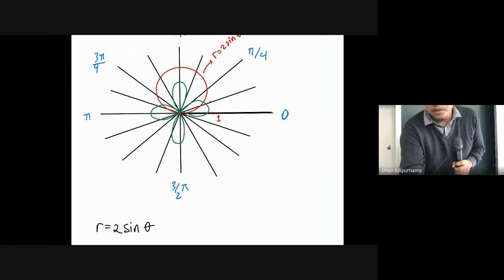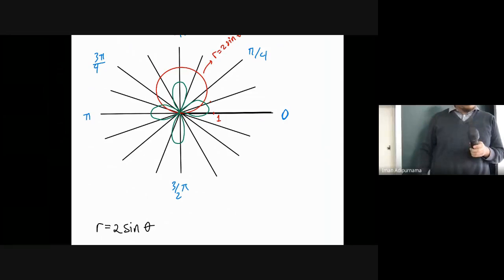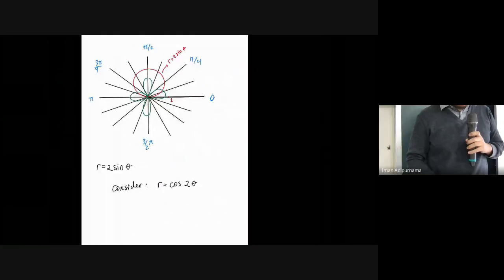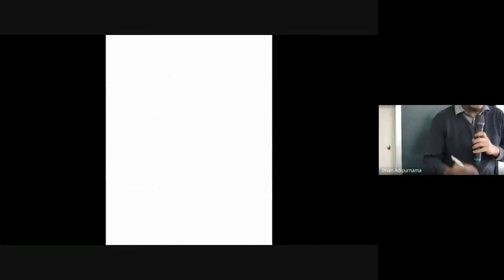Now I will go back to r, and let's start from cos theta. So A can be positive, it can be negative.